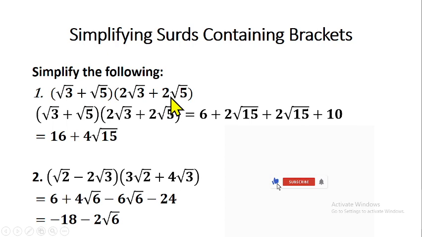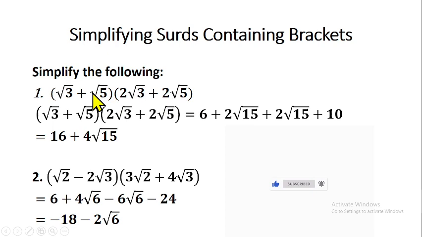Do you understand that? Also, this surd 5 will multiply everything in the bracket as well. So we have surd 5 times 2 surd 3. What would that give us? Surd 5 will multiply surd 3, that will give us surd 15. Then that will give us 2 surd 15. Same thing here. Then here as well, we are having surd 5 times 2 surd 5. What would that give us?